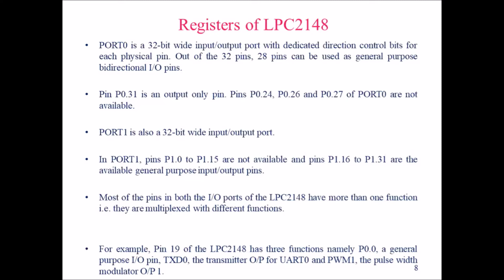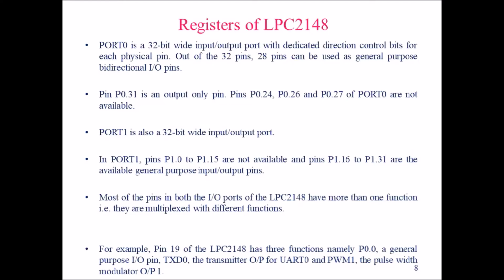So in port 0, as I told, there are 32 pins. Of those 32 pins, you can make use of only 28 pins as general purpose input output. You cannot make use of the other 4 pins. For all the programming in port 0, you can make use of only 28 pins, because those other pins are not called general purpose input output pins. The first 28 pins are called general purpose input output pins.